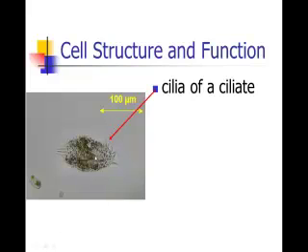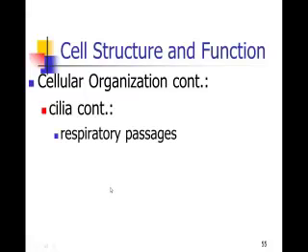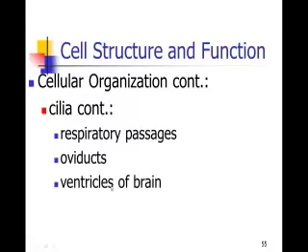Inside the cell you can see there's a nucleus right there, and you can see some little balloon-like structures. Those are vacuoles, most probably. Okay, so where do we find these cilia? In humans, we find them in the respiratory passages, the oviducts, and the ventricles of the brain.